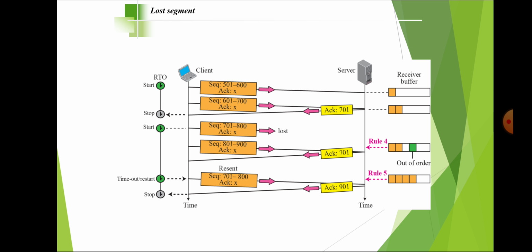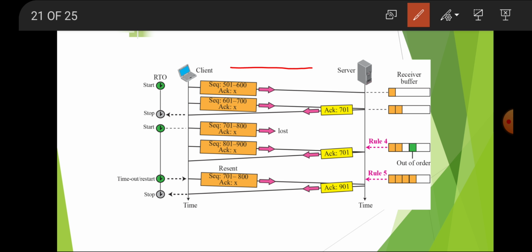Now what happens when there is a loss of segments? What exactly happens when segments are lost? We will discuss that here. You are sending the data from the client to the receiver, again you are sending the data and receiving the acknowledgement, and again you are sending the data.